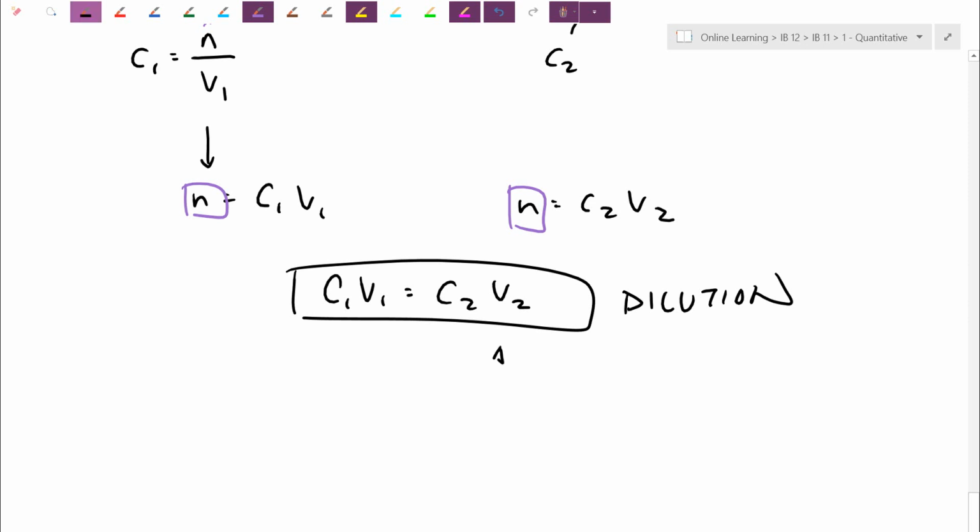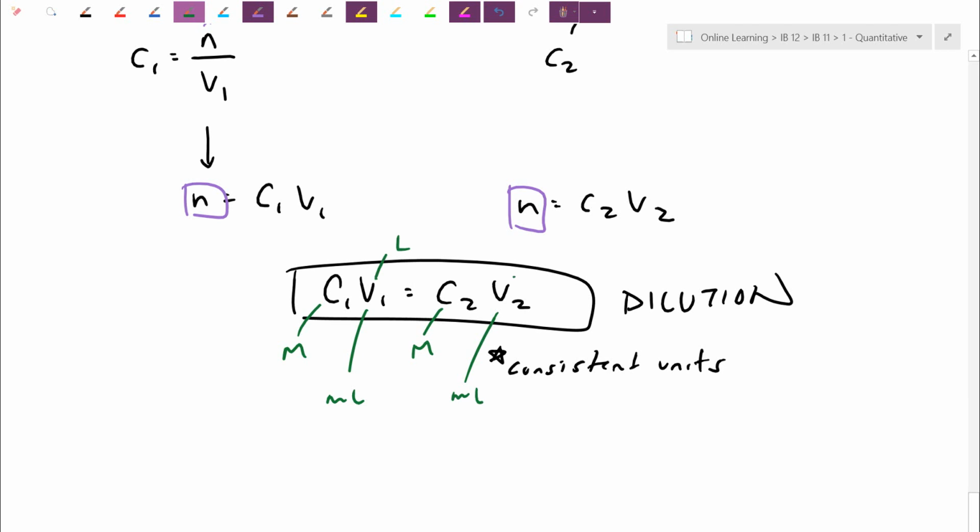For this formula here, what we're going to want is to have consistent units. Consistent units just means to have the same units on both sides. If this one here happens to be molar, this one should be molar. If this one is milliliters, make this milliliters. If this is liters, make this liters. Just make the units the same on both sides.